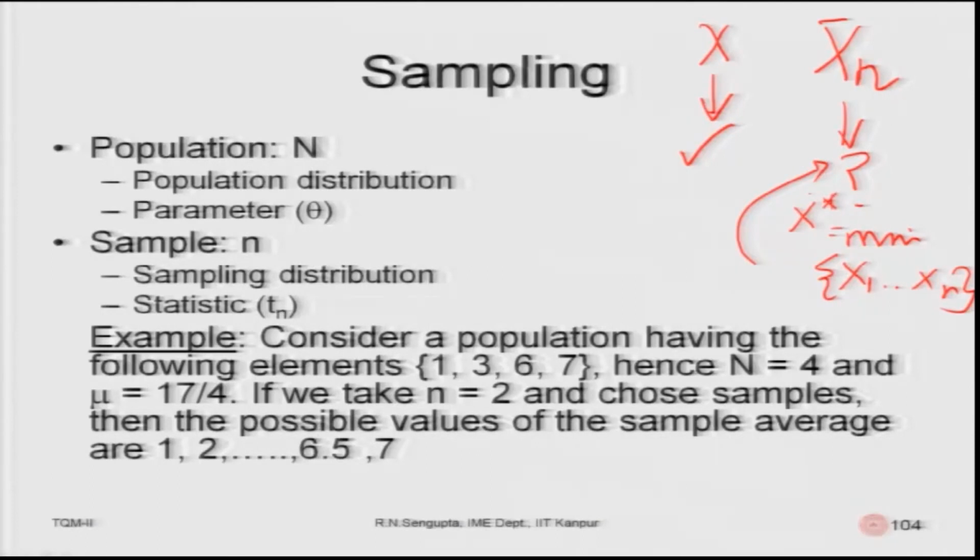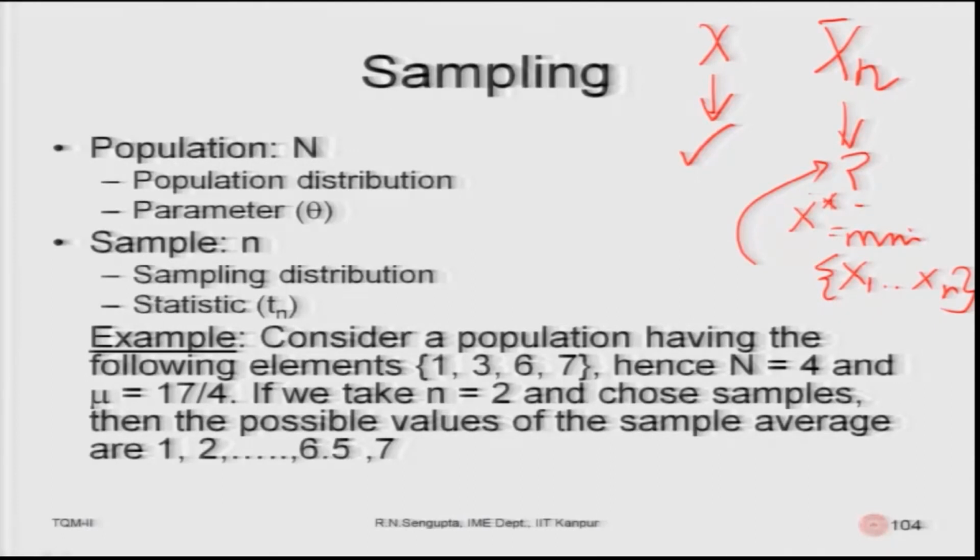So, continuing this example, consider a population having the elements 1, 3, 6, 7 and here N is 4, and the mu value would basically be the sum of all these 4 elements. 7 plus 6 is 13, 14, you add 1 and plus 3, 17, 17 by 4 is the population mean.